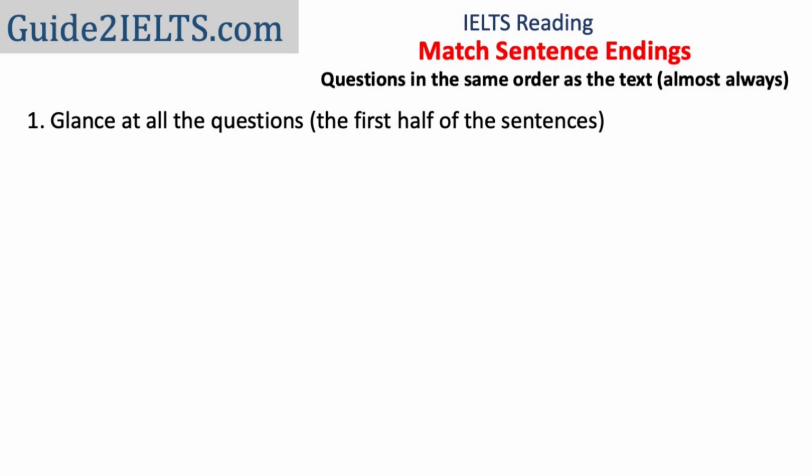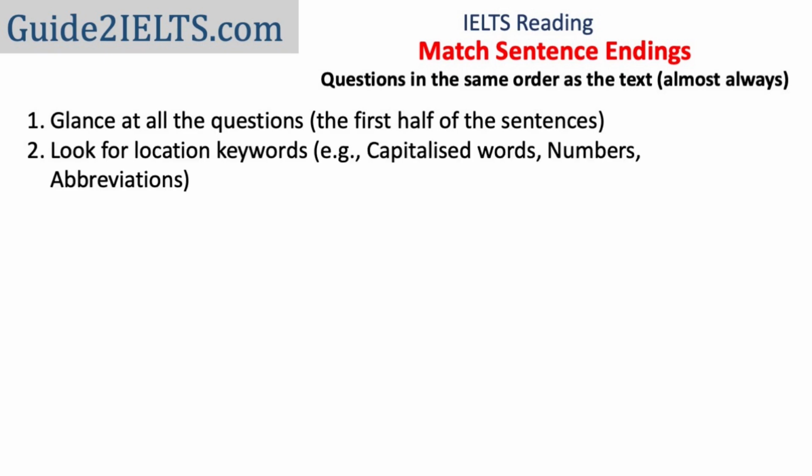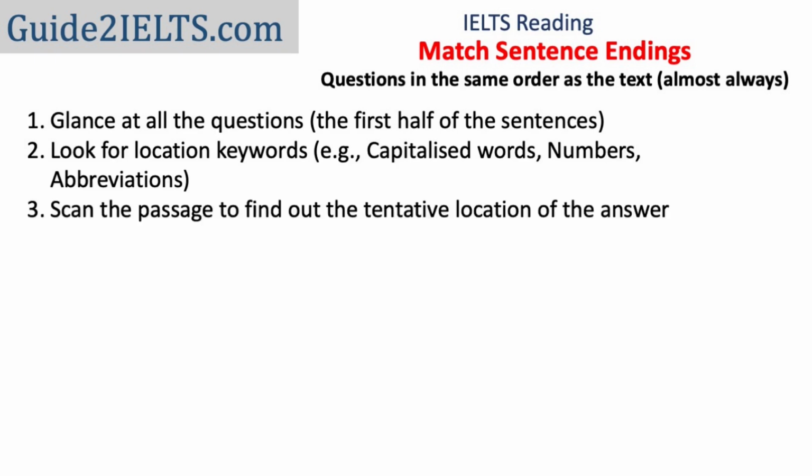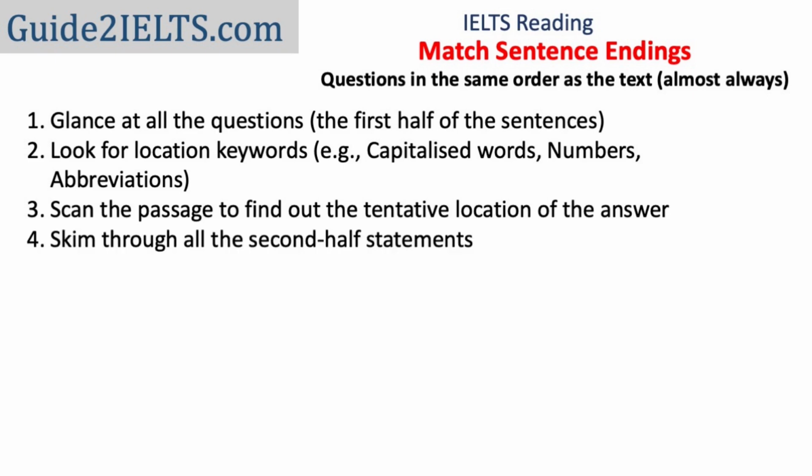However, what I usually do is I glance at all the questions first, that is the first half of the statements, look for obvious location keywords such as capitalized words, etc., identify the tentative location in the passage, then I skim through all the second half statements. To skim means to read something very quickly without going into the details of it, without trying to understand every single word of what is there. Now read the relevant part of the passage and identify the probable answer.